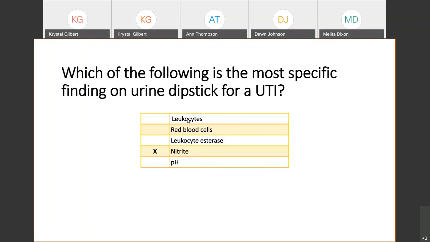So leukocytes and red blood cells could be due to an inflammatory process or irritation due to something like a kidney stone. So it's not just a UTI. A UTI could develop due to stasis of urine if that stone blocks or obstructs flow. But nitrite is going to be the most indicative of the UTI.